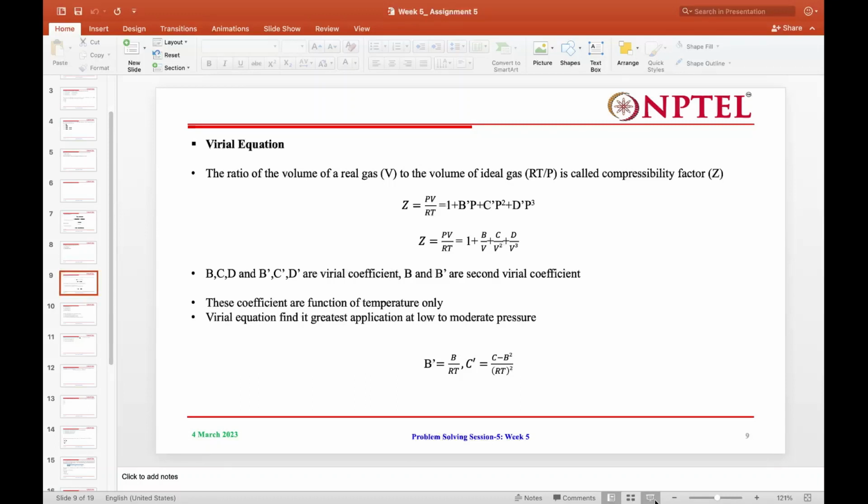So based on the virial equation, we will solve some problems. The options are arithmetic progression, geometric progression, harmonic progression, or none of them. So here PV = RT(1 plus B/V plus C/V square plus D/V cube), right?